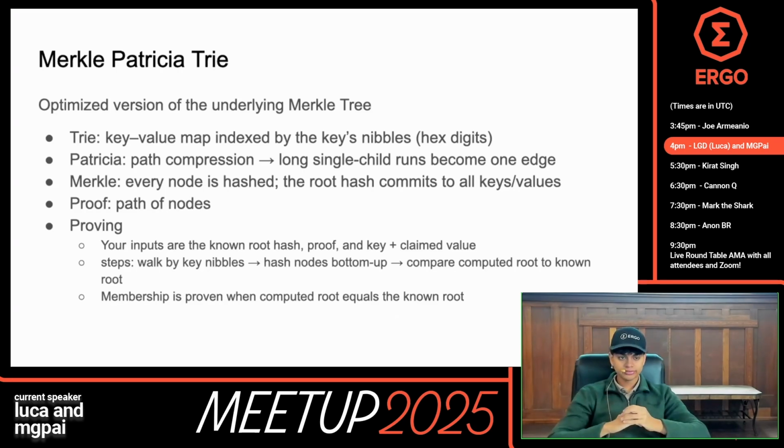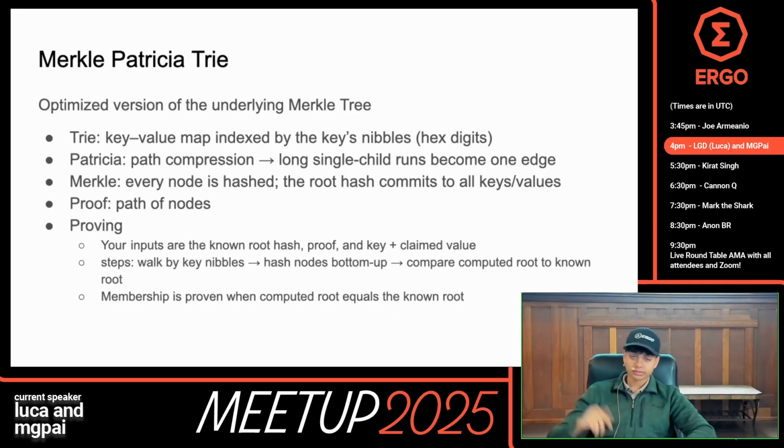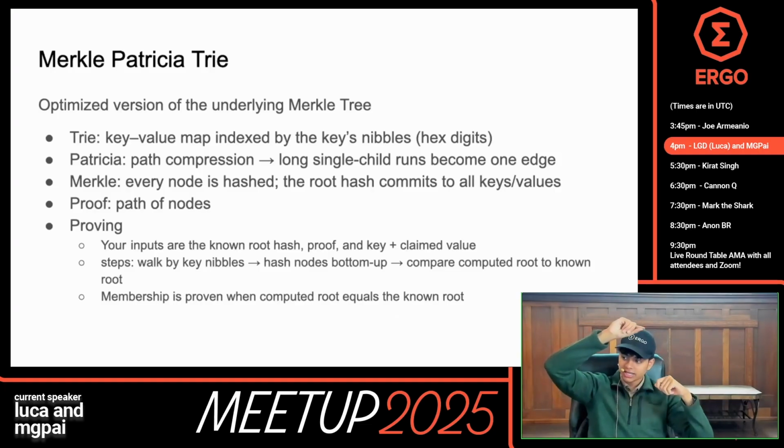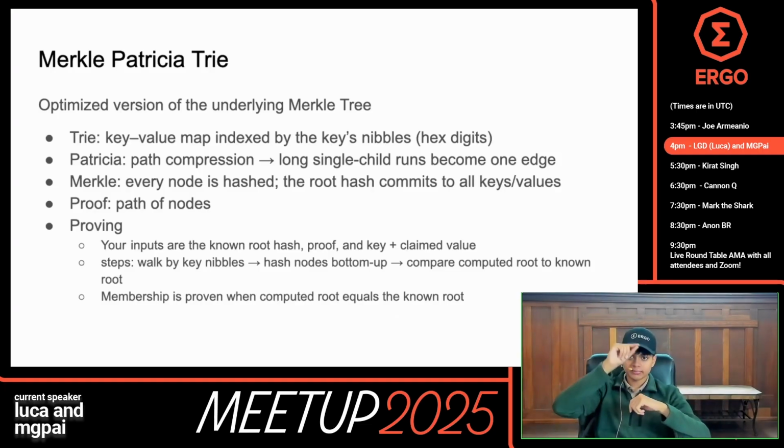And then the proof is the path of nodes that you traversed, right? So in the previous slide, we traversed through three nodes. So that's the proof. You can think of it as that. And then proving, right? What is the action of proving? So you have the input of the known root hash, right? The hash all the way at the top, you have that. And then you provide the proof. So you provide that path.